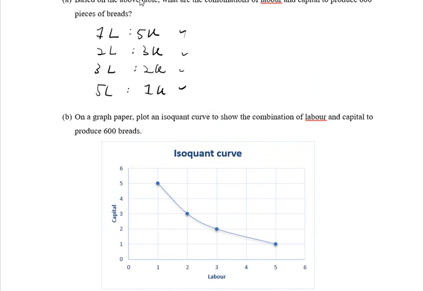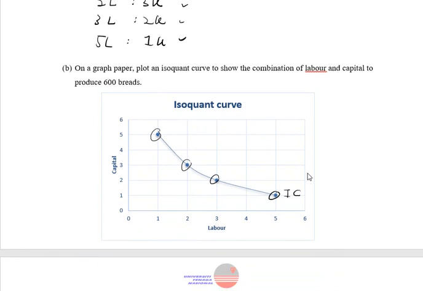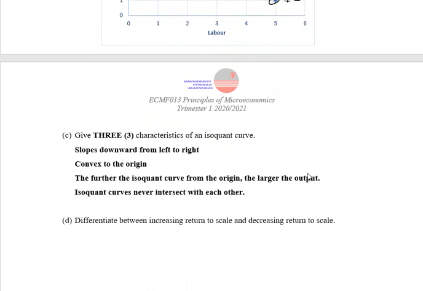So the first one is 1 labor, 5 capital. It should be here. And then 2 labor, 3 capital, 3 labor, 2 capital, and 5 labor, 1 capital. So this is your isoquant curve, as you connect the combinations. Alright. Next, give 3 characteristics of an isoquant curve.